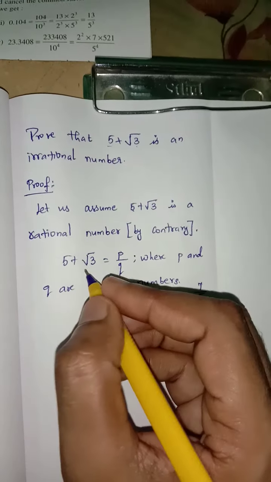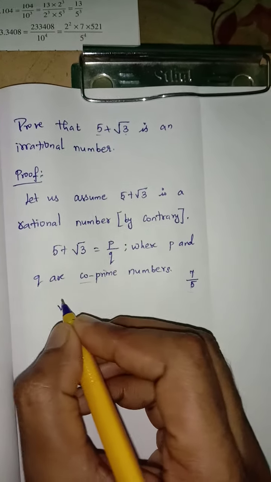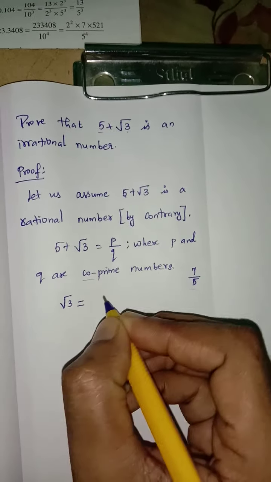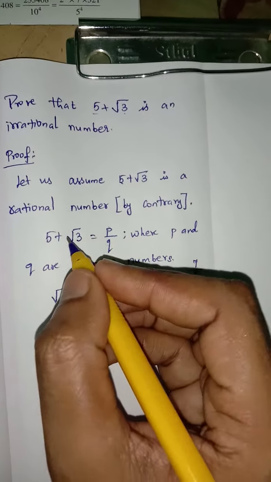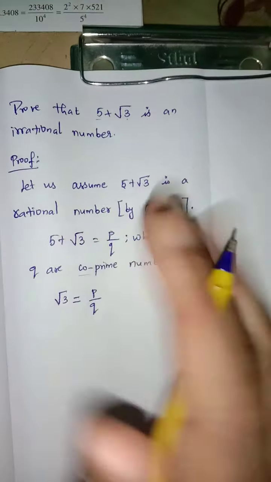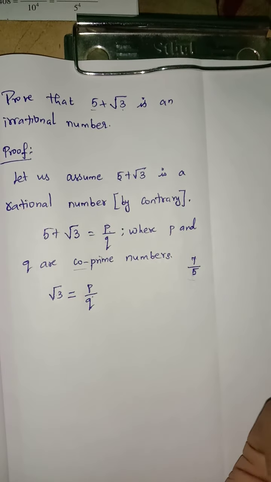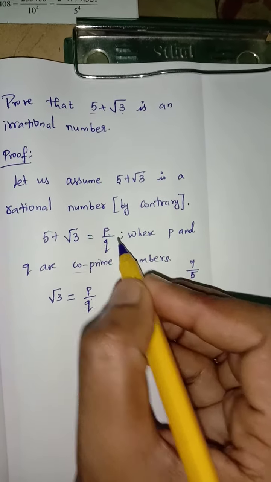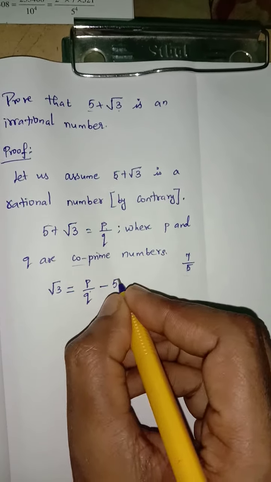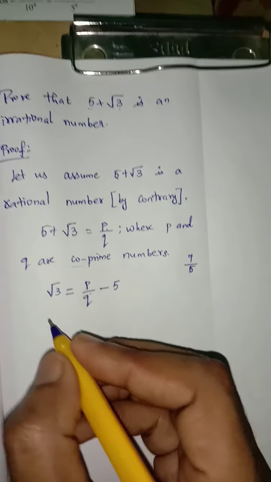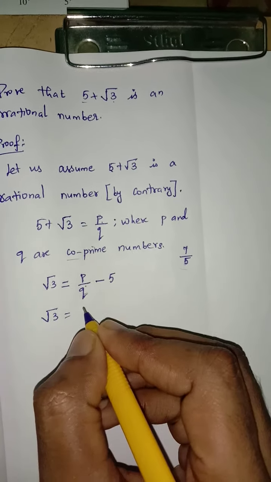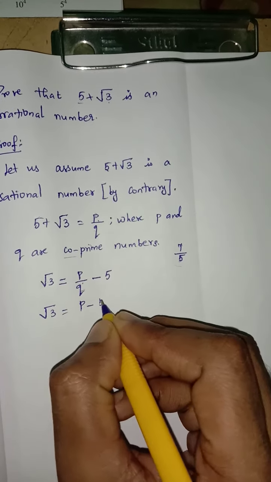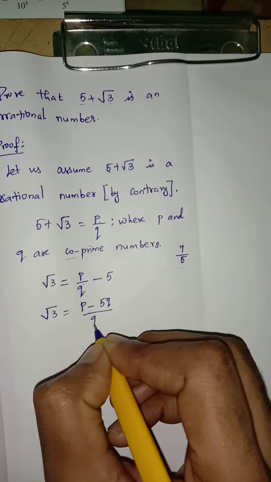Then the next step is to transpose the rational part to one side and all the other values to the other side. So keep the square root number as it is, with no changes in this p by q. Transpose this plus 5, this side becomes minus 5, and make it linear, that is, square root 3 is equal to, if you transpose and cross multiply, then this becomes (p minus 5q) by q.